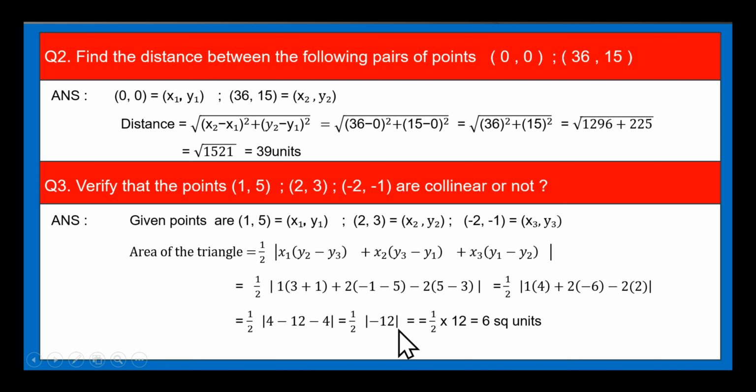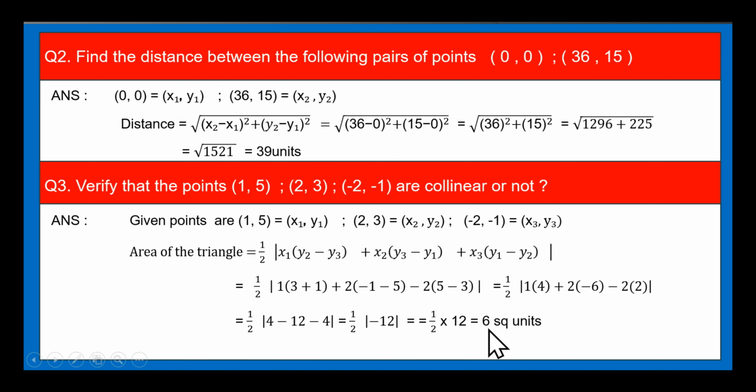Since it is modulus, modulus means you should consider only the positive value. Therefore, half modulus of -12 means half of 12. 2 in 12, 6 times. Therefore, area of the triangle is equal to 6 square units. Here, we found the area of the triangle which is not equal to 0.